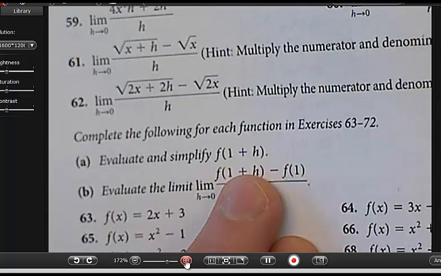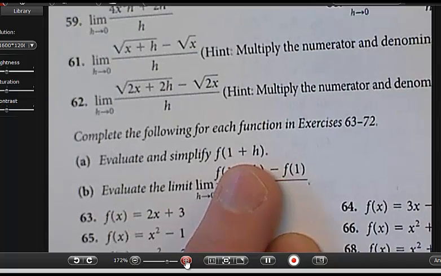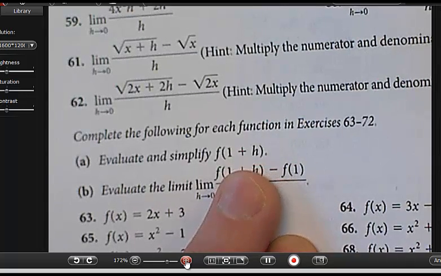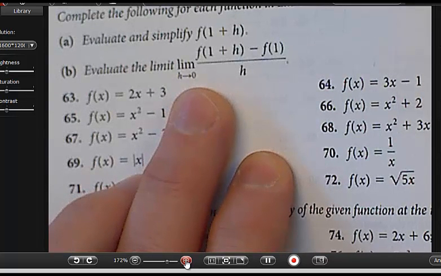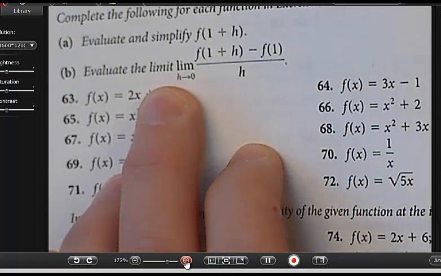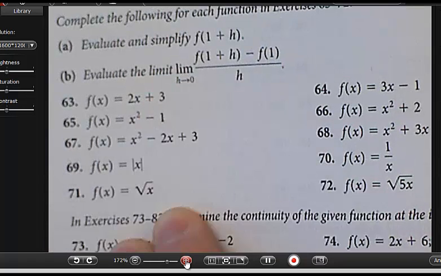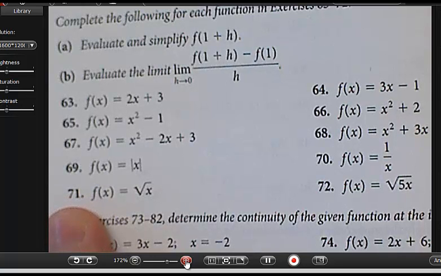Okay. Part A says, evaluate and simplify f of 1 plus h. You guys are good at that now. Before you were, eh. Part B says, evaluate the, hey, doesn't that look familiar? What is that? Slope of the tangent. Yes. And is it AROC or IROC? IROC. You didn't know that back then. I didn't want to cover it. But now I do. You guys asked me about problem 71, and I blatantly refused to do it that day. But I'm ready now, okay? We're going to compute IROC for the square root function.